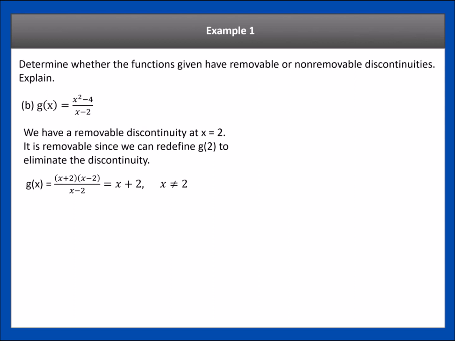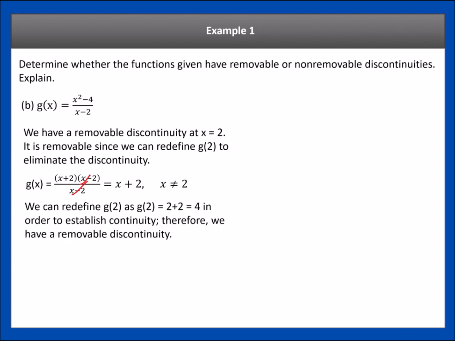If I look at the function, I can factor the numerator using the difference of squares, and notice that these cancel. Oops, no, I canceled out the wrong ones. So these are the ones that cancel, leaving me with x plus 2. But notice that this function is only defined for x not equal to 2, right? So what we can do is remove that hole by defining the function at x equals 2. We can redefine g of 2 as g of 2 equals 4. The reason why we use 4 is that if we were to plug in 2 in here, we would get 4, right?